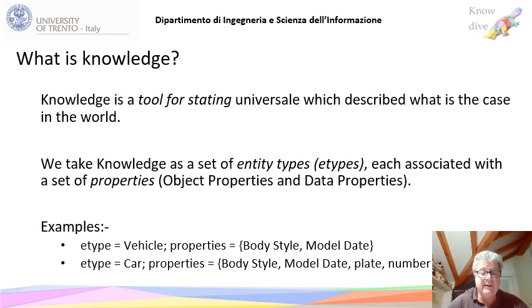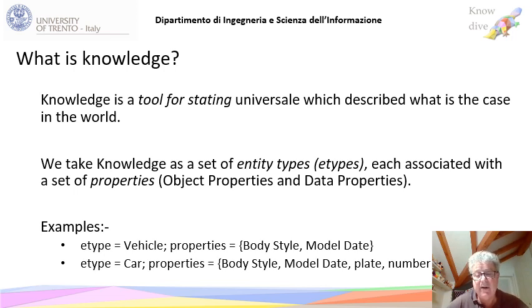How do I describe an entity type car? I can describe it as a set of properties like the body style, the plate, the model date. But then we also have another entity type, which is vehicle. Vehicle is of course more general than car, and therefore the properties are a subset of the properties of car. Why so? Because there are vehicles which are not cars.